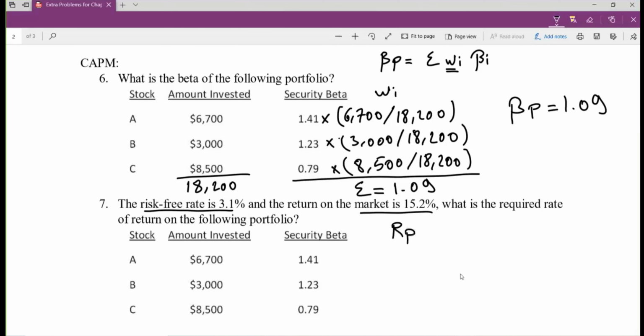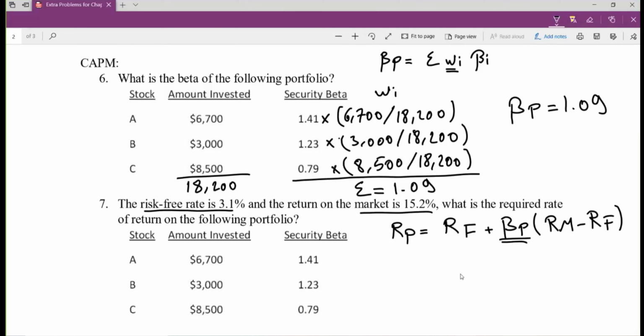The return on the portfolio is equal to the risk-free rate plus beta of the portfolio times RM minus RF. Now, mainly, you may face a question like question number 7 directly. So let's say we didn't solve problem number 6. In order to solve problem number 7, the first thing that we need to compute is beta of the portfolio. So we need to replicate all the stuff we did in problem number 6 as a first step. Once I have beta of the portfolio, I can directly apply the formula.